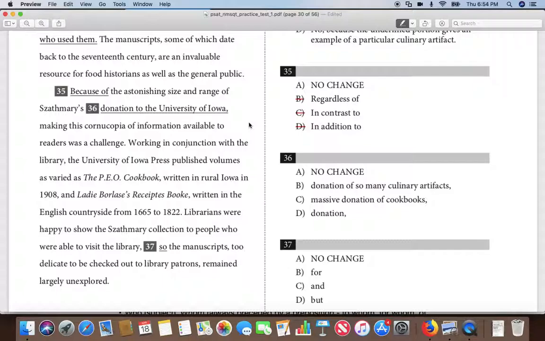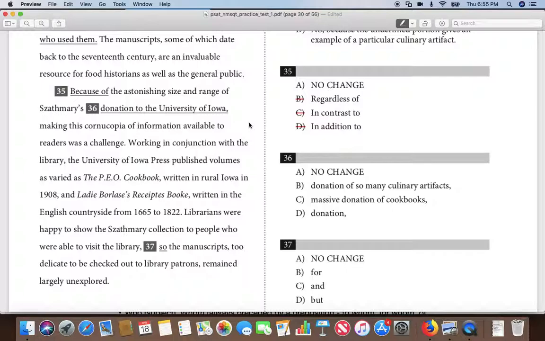Why don't you do 36 again for me, Ava, because you read that sentence already. Because of the astonishing size and range of Sazonari's donation to the University of Iowa, making this cornucopia of information available to readers is a challenge. So, A is no change.